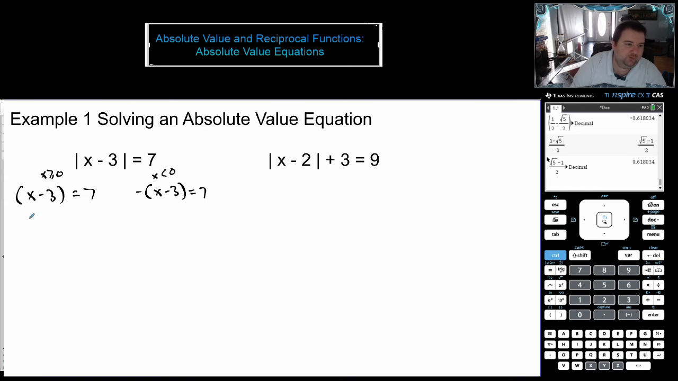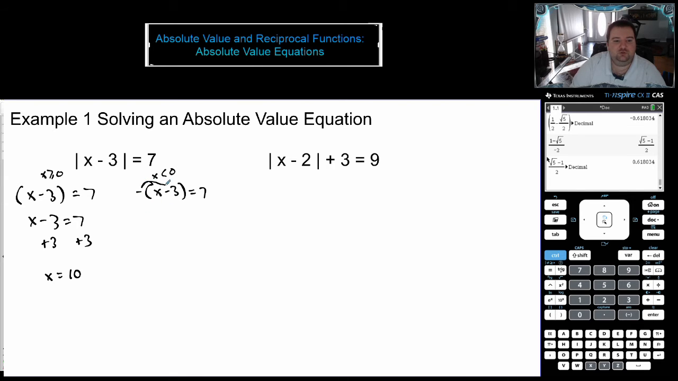Now let's solve. On this one, we just have to drop our parentheses. So x minus 3 equals 7. We're going to add 3 to both sides, and so we have x equals 10. On this one, we need to distribute this negative sign, so it's negative 1 times x minus 3.